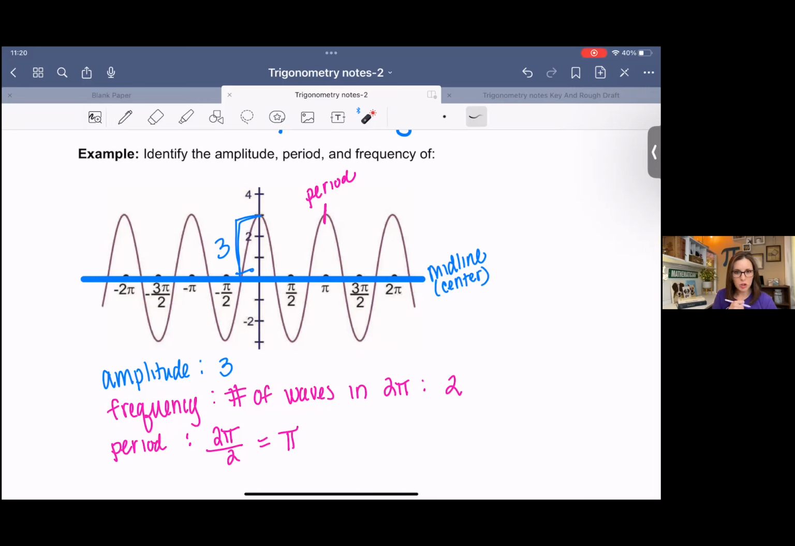And then period, there are 2 ways you can do that. You can just see where 1 full wave ends, which was at pi, or you can do 2 pi over the frequency, which was 2, which reduces to pi. So that's all for that problem.